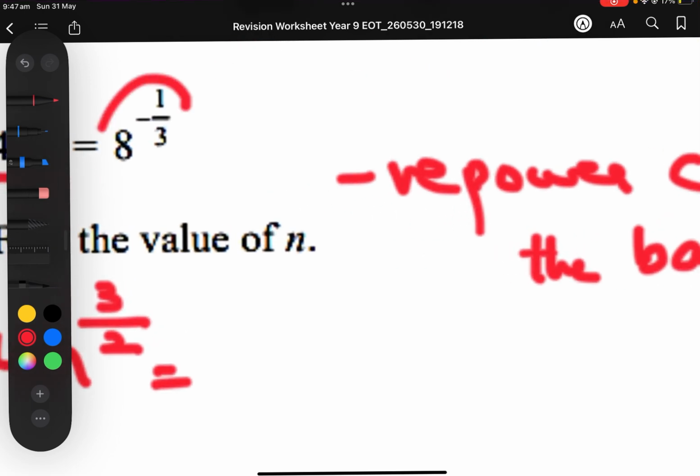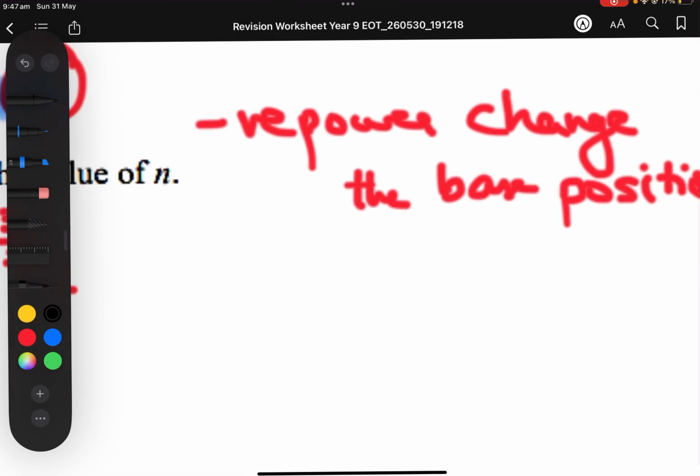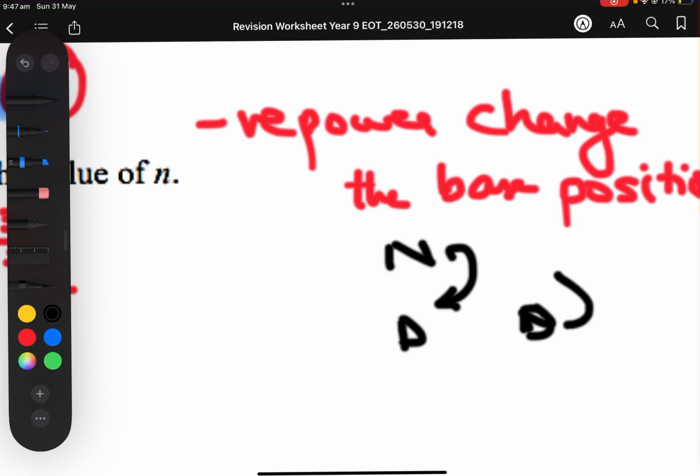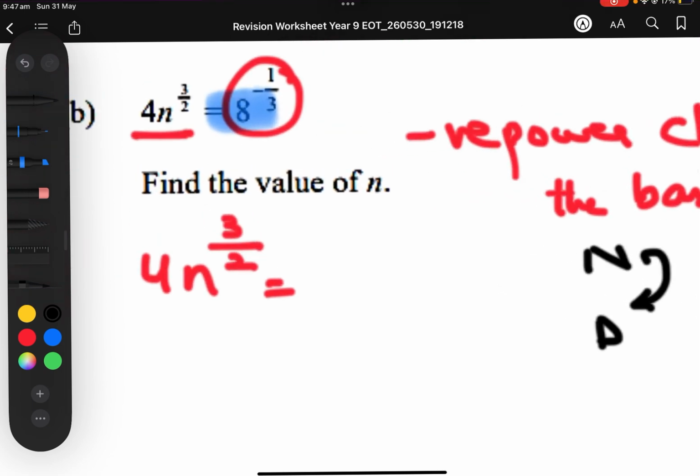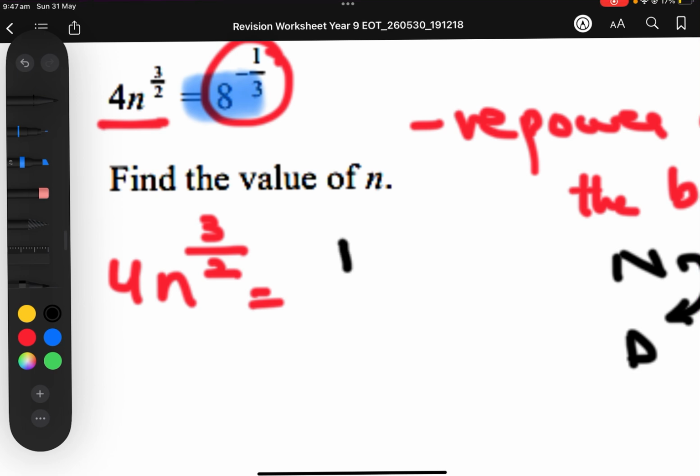Now this base, if this is the base, the 8 is the base here. Now it is in the numerator, we have to send it to the denominator. Changing the position means if it is in the numerator, send it to the denominator. If it is in the denominator, send it to the numerator, is what we do. So it becomes 1 by 8 to the power 1 by 3.